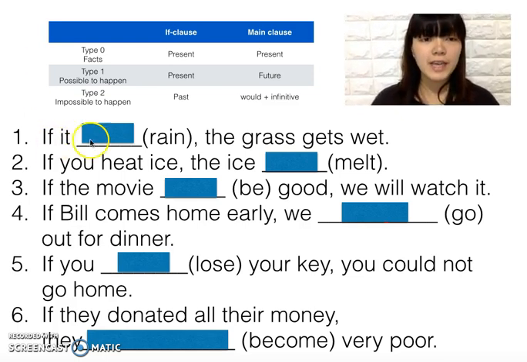Alright, so here: if it rain, the grass gets wet. I don't know the word in the if clause, but if I see that the main clause is in present tense, so we refer back to the table.